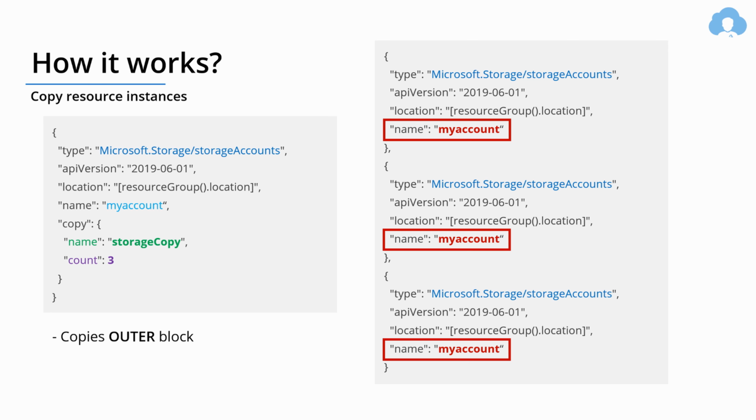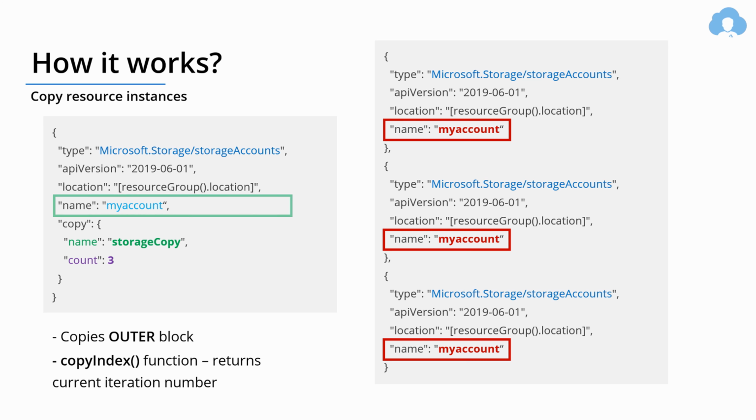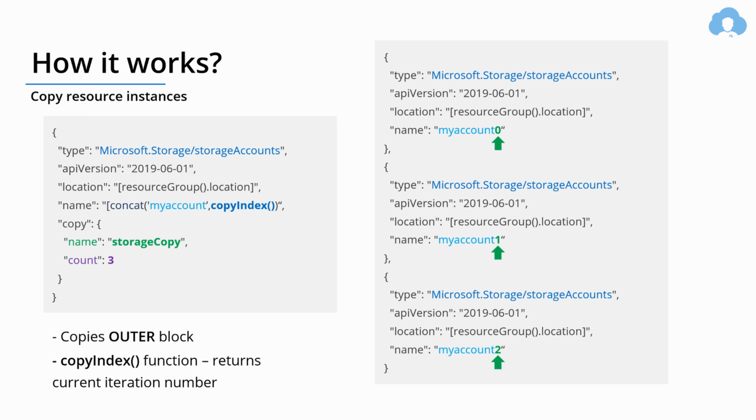So what you can do, and you should do, is use the copyIndex function. This function returns the current number of the iteration starting from 0. That means instead of typing a static name for your storage account, you can use this function in a name section and concatenate your name with the copy index. This expression will be evaluated for every iteration of this copy loop, which will result in appending the suffix on your storage account names. In this case, it's gonna be my account 0, 1, and 2.